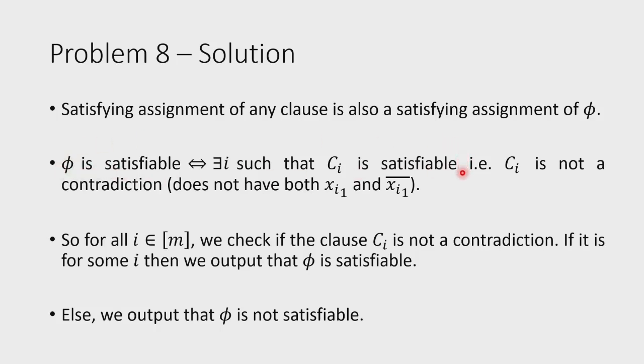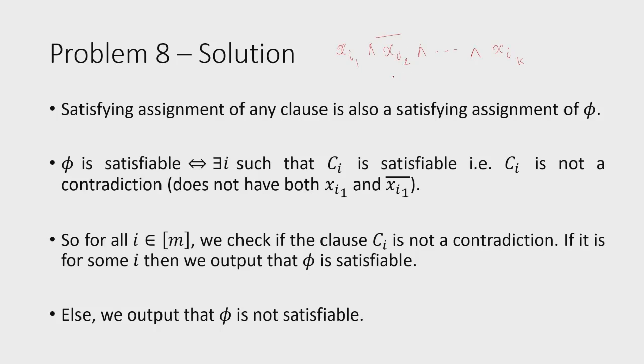So Ci is not a contradiction. And when can Ci be a contradiction? Ci is a very simple clause, right? It looks something like this: xi1 and xi2 complement and so on up to say xik. So when can something like this be a contradiction?